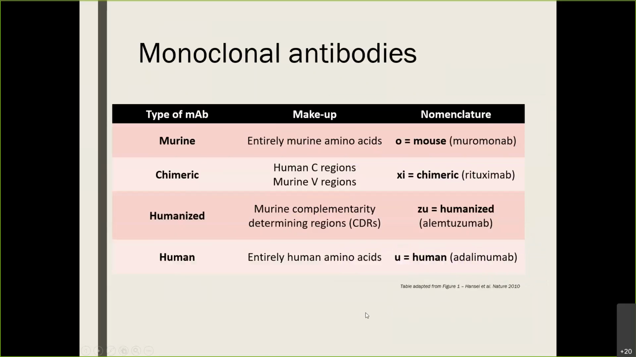Kind of as a history, looking at these monoclonal antibodies and their nomenclature, we have these proteins that aren't 100% human-based proteins.